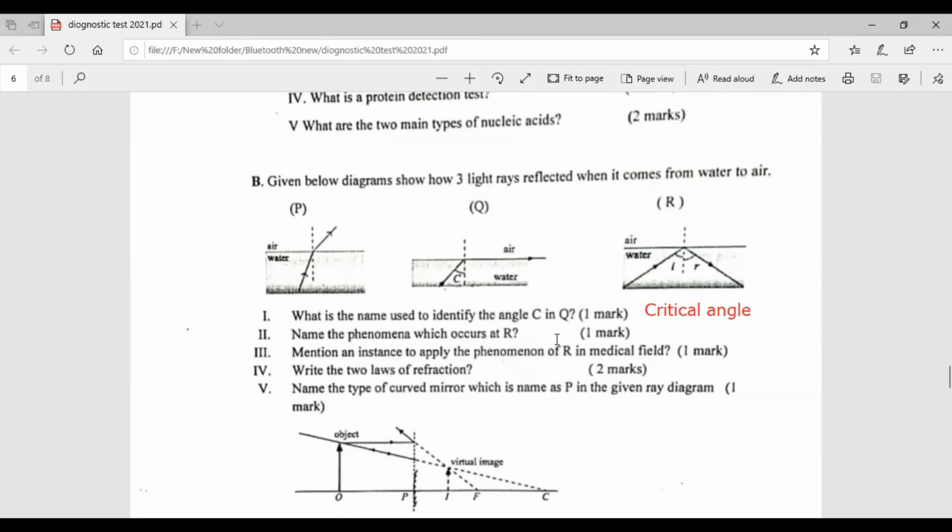Name the phenomenon which occurs at R. In R, the light ray is going into the same medium again. This is total internal reflection. Mention an instance to apply the phenomenon of R in the medical field. In the medical field, we are applying this in the endoscope.